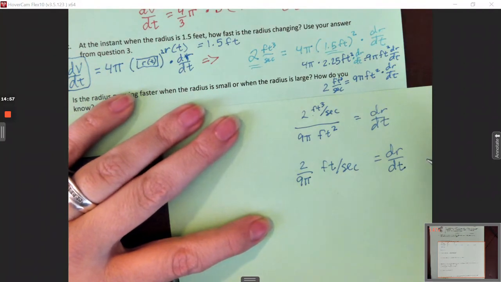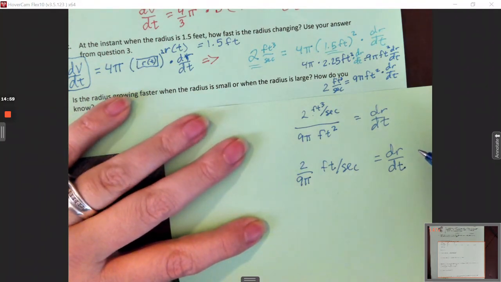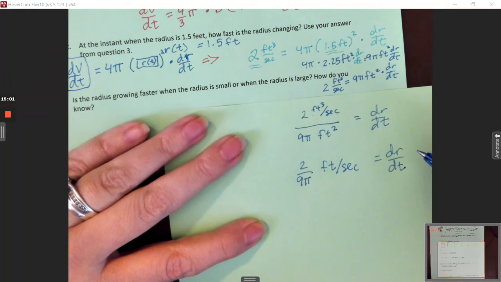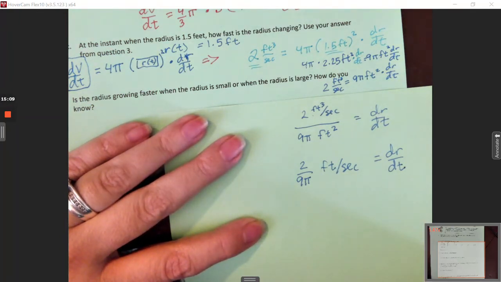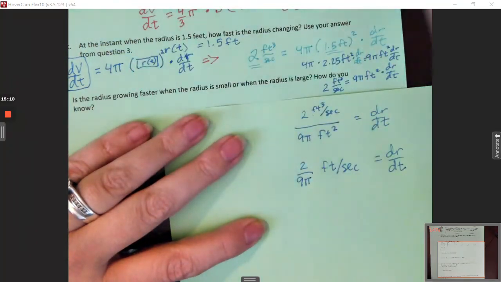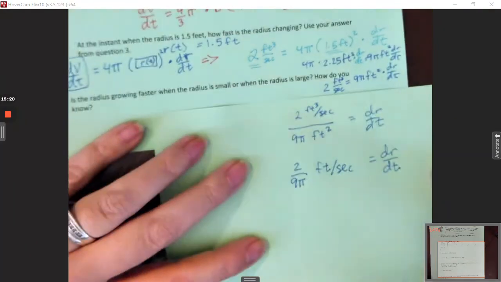That's wrong. Where's t? Where's r? I got a constant. It's not a constant. The radius wasn't changing at a constant rate. What's wrong? Oh, when? At the instant. I didn't read the question. Let me go back and read the question, then I'm fine.